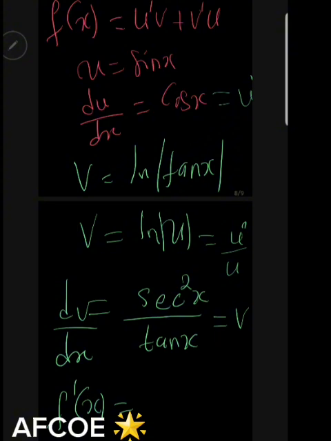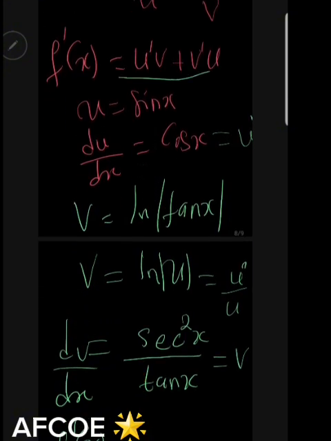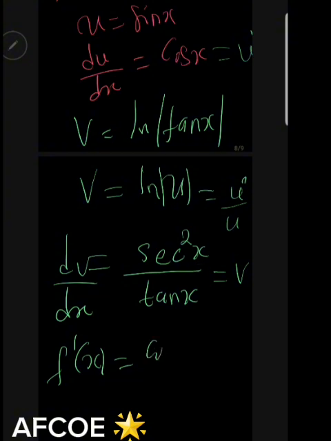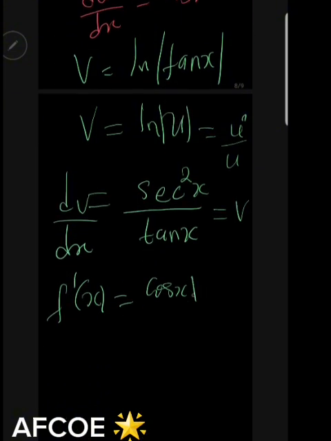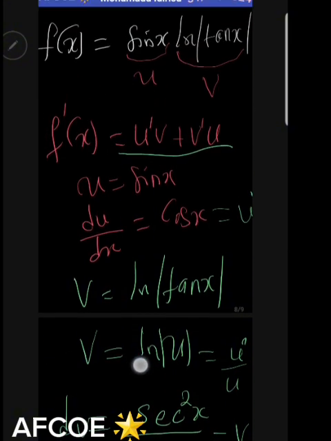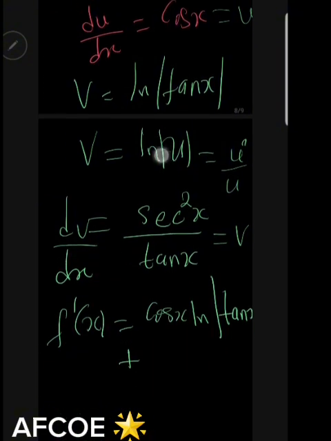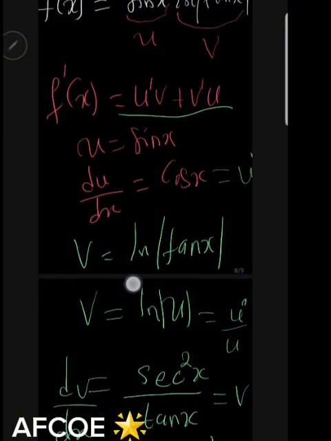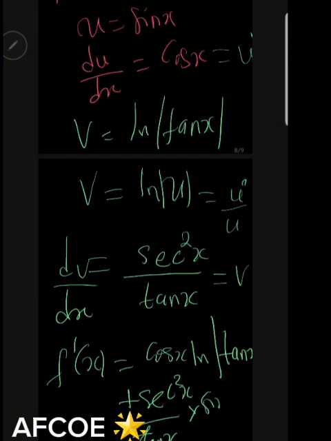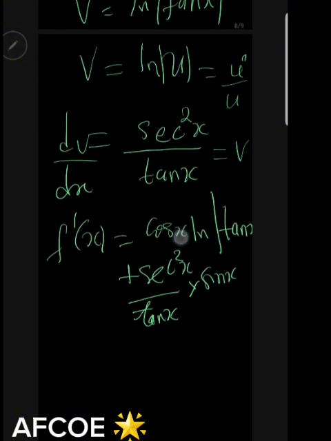So f prime of x will be equal to u prime v. Our u prime is cos x, and our v is the ln of the absolute value of tan x, since ln is a log function and has to be positive, plus v prime, which is sec squared x all on tan x, multiplied by u, which in this case is sine x. You can go ahead and evaluate all of these functions in your calculator.